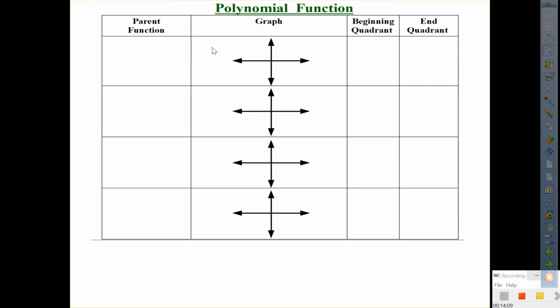Title it Polynomial Functions. The first column reads parent function. You got 1, 2, 3, 4 boxes below that. Then the middle column says graph, create some coordinate planes. On the next column it says beginning quadrant. And then the last column says end quadrant. Copy that, I'll give you some time.